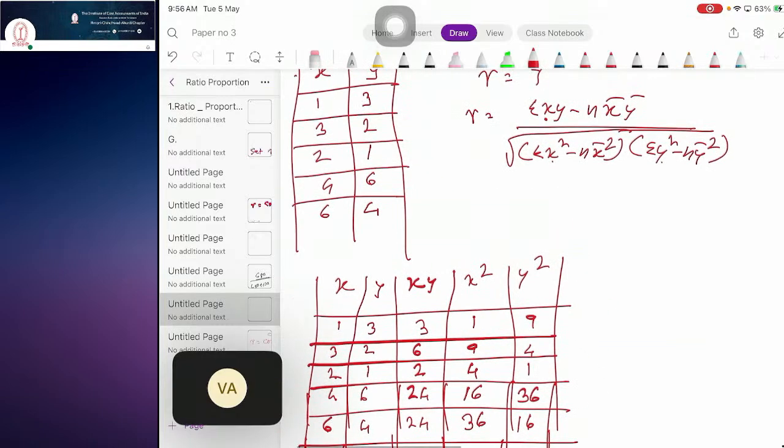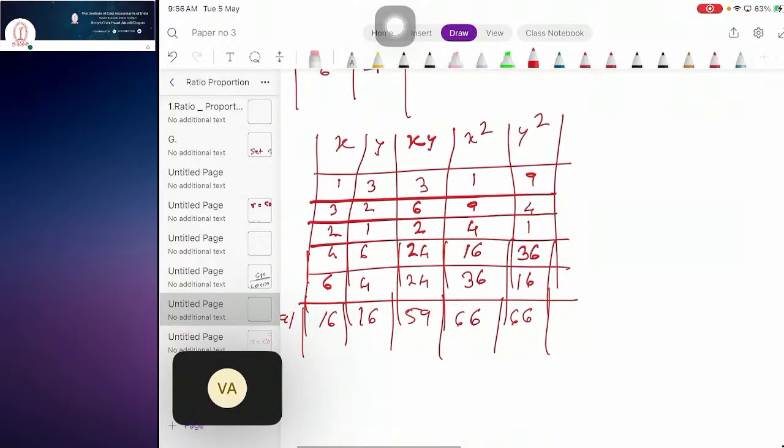As per the formula, we have to find x bar and y bar first. So let's find the value of x bar. x bar is equal to summation x upon n. Summation x, that is the total, is how much? 16. Number of observations: 1, 2, 3, 4, 5. 5 observations. So 16 divided by 5 is 3.2. This is the first one. Then y bar, summation y upon n. The total of y also comes to 16.